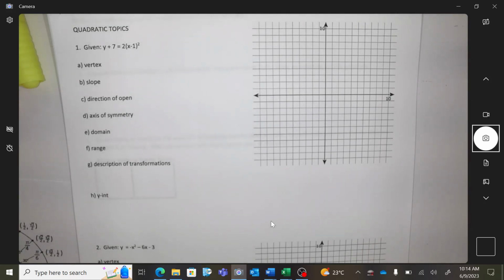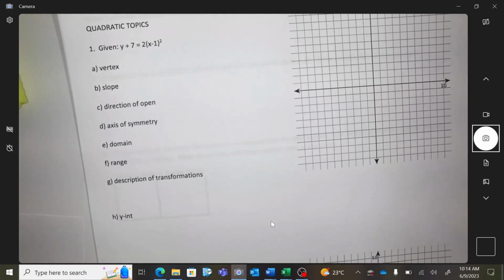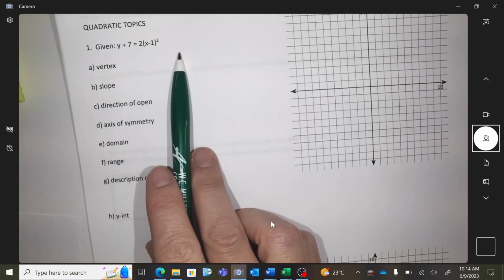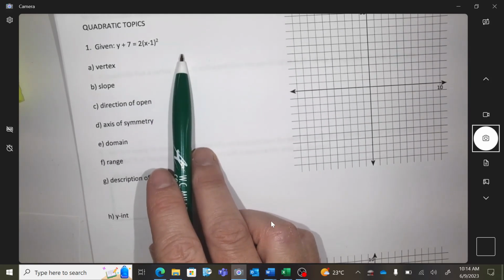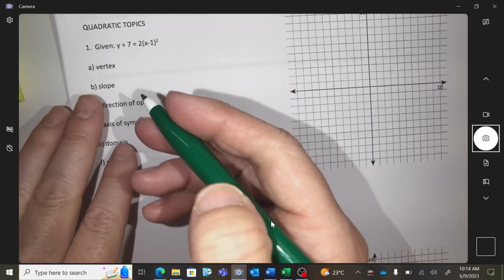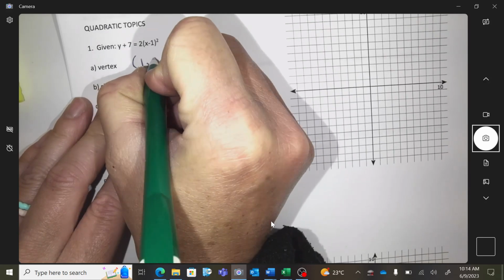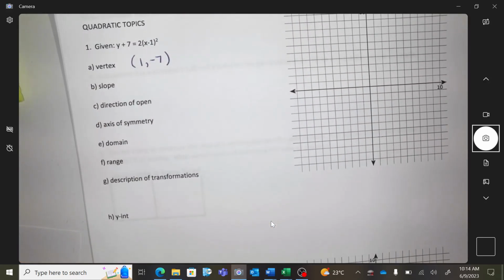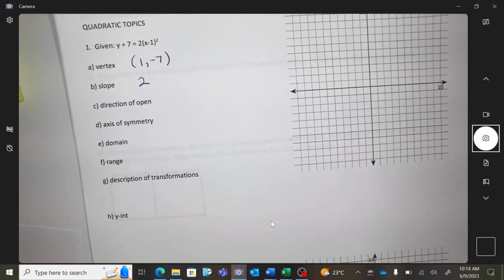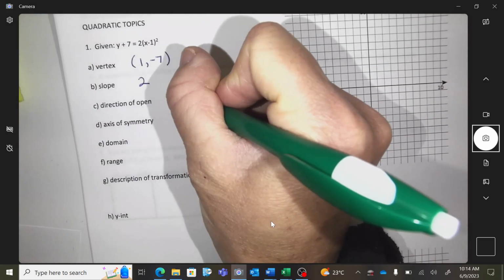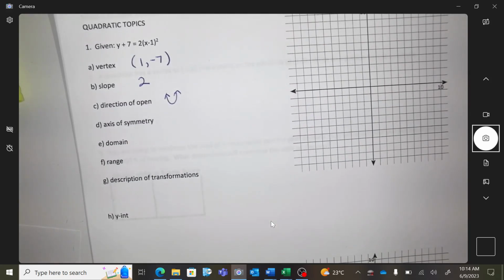Okay, so number one, the vertex. So on the formula sheet, looks like the HK. Do I take an opposite? Do I take a same? Opposite. So positive 1, negative 7. Okay, did you notice how I took the one that was with the x first and then the one with the y? The slope is 2. So what direction do I know that this is going? It'll go up because it's positive 2. So it's opening up.